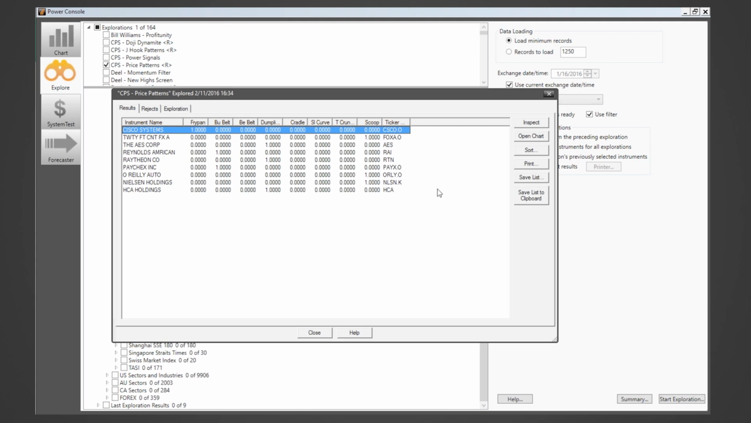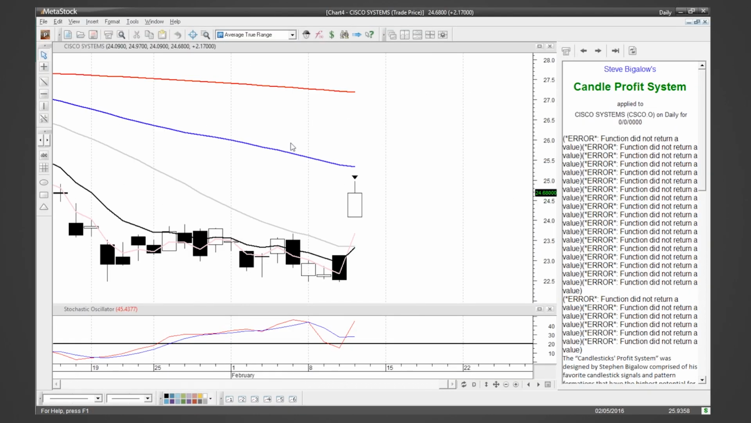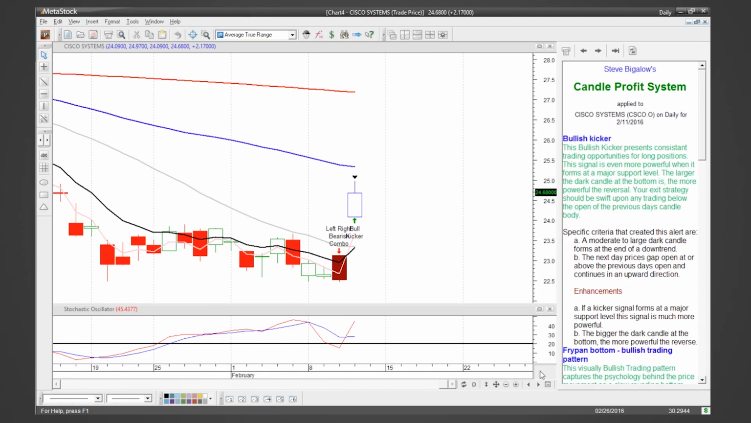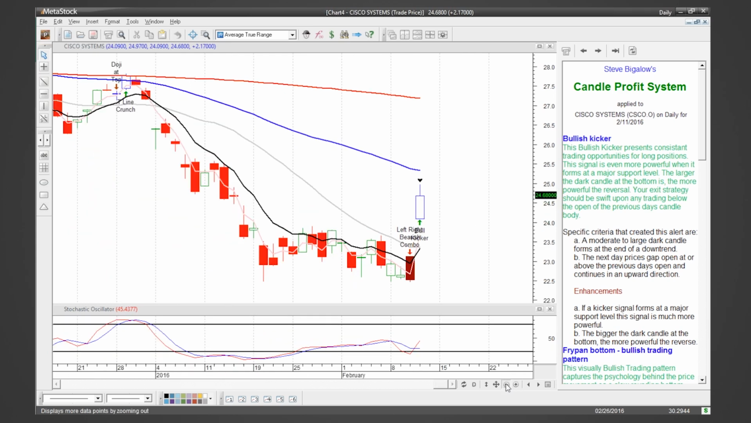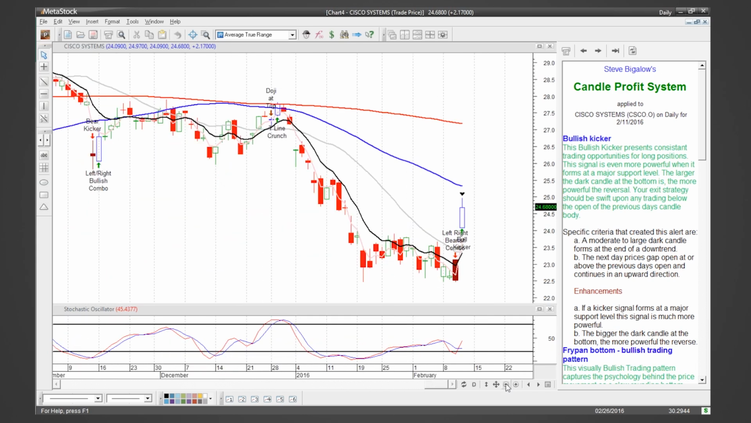Now, I could save that list again. I'm not going to do that. I showed that. I'm just going to open the chart and maybe apply the template. So we'll open up Cisco, and there's our book. Actually, that doesn't look bad to me. I think I might have found something that I might be interested in personally.